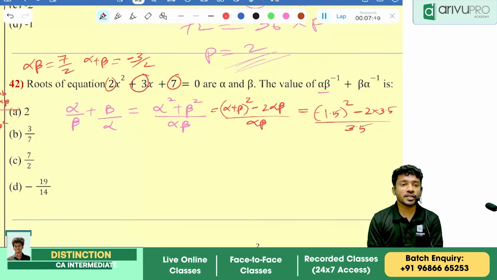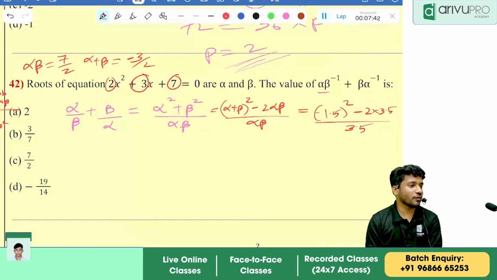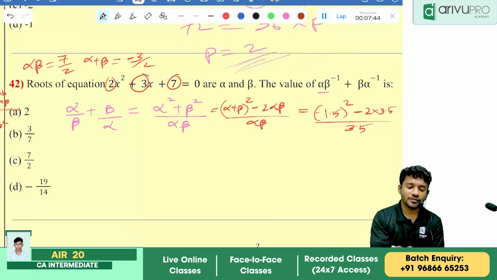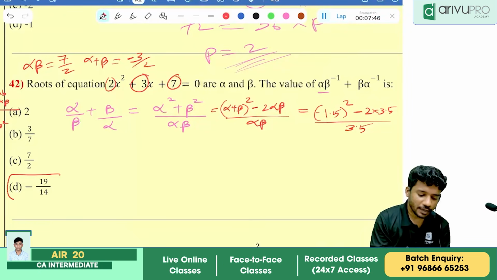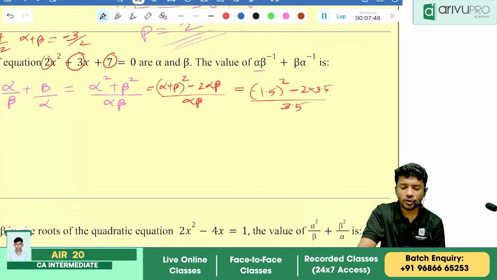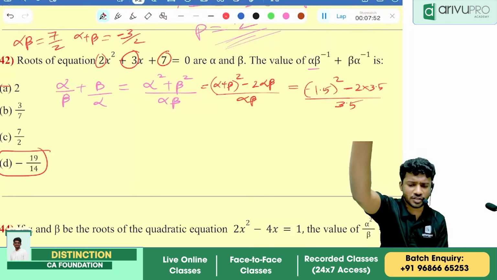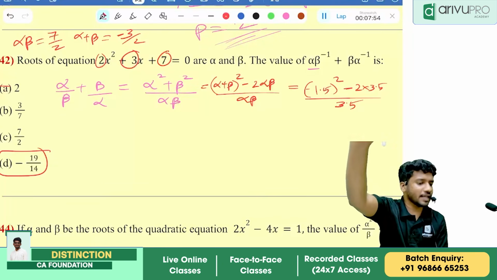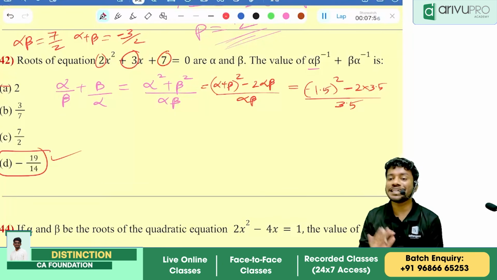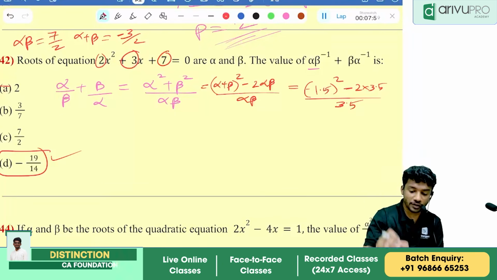Looking at the question itself, you already got the answer. There is only one option with minus. Which option is the answer? Minus 19 by 4. So take your calculator, get it in decimal. At the end of the day, is it minus or plus? It is a minus value, right? That's why we went for option D directly without even solving everything.